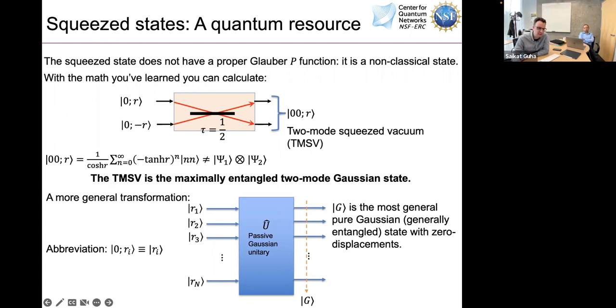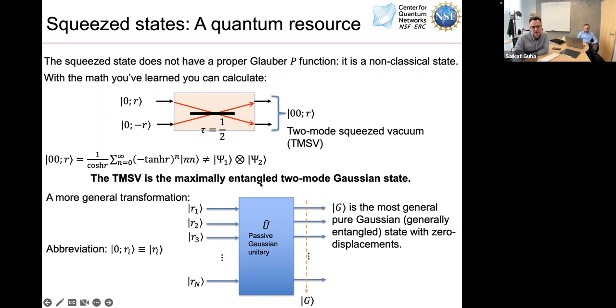If you take two oppositely squeezed states, one squeezed in Q, the other squeezed in P, and you inject them through a balanced beam splitter, you can calculate this state, and you can find that in the Fock space, it looks exactly like the state I showed you before, the two-mode squeezed vacuum state. Okay.